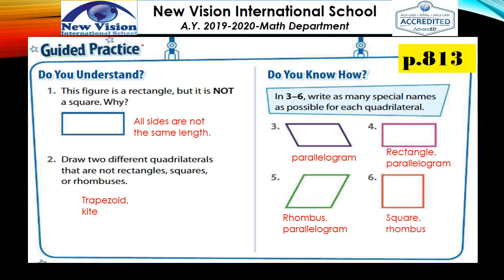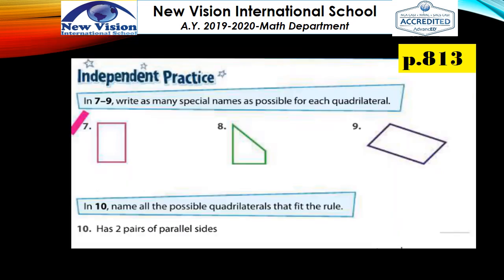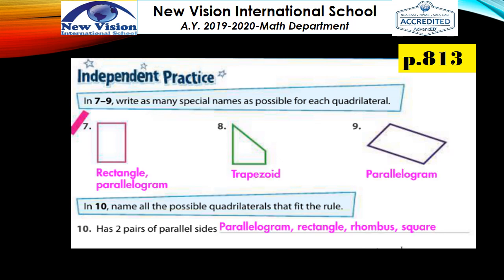Correct? Next, for number 6, it can be a square, a rhombus, a rectangle, and also a parallelogram. Do you understand? Now we have the independent practice. Write as many special names as possible for each quadrilateral. Number 7. What are the special names, or what are the quadrilateral names? We have rectangle and parallelogram.